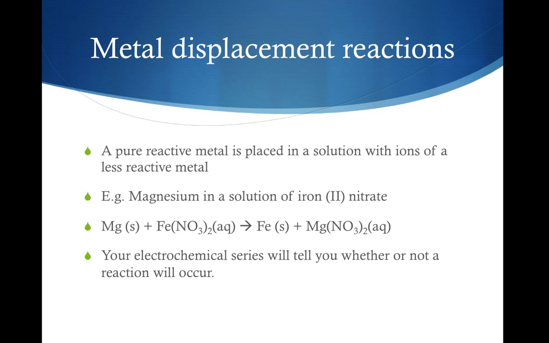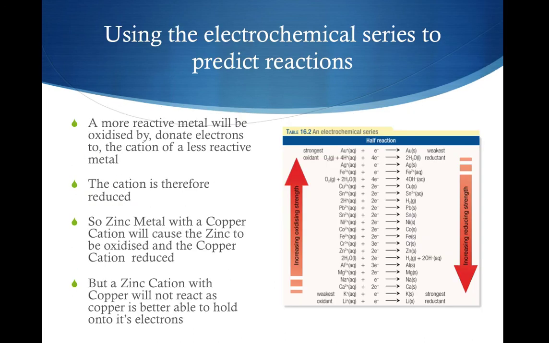Now we can exploit this to do a metal displacement reaction. If you take a pure reactive metal and you put it in a solution with ions of a less reactive metal, so you put some magnesium into a solution of iron nitrate for instance, the magnesium will displace the iron, so you get the iron knocked out and you go from having magnesium as a solid and iron nitrate to having iron as a solid and magnesium nitrate. And we can use this little list here to tell us whether or not that's likely to occur.